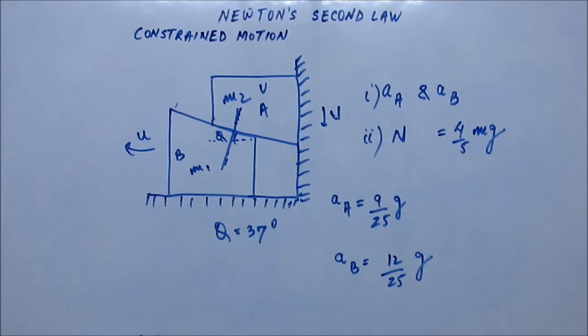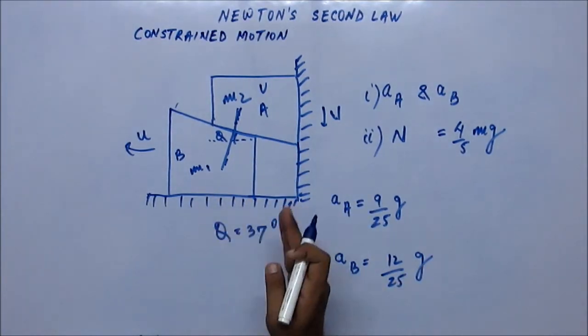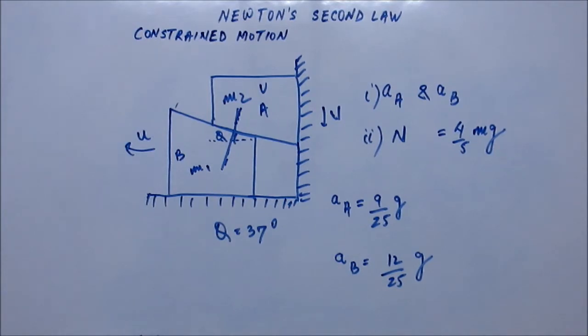And you will get this if both are of same masses. I'm sorry, don't take it as m1, m2. Take the masses of both the wedges as m. Then you're going to get this simple answer. Otherwise, the ratio of m1 and m2 will appear here. But nevertheless, if you take the mass of both the wedges same, then you will get these answers. And how did you find this? This was not difficult, right?